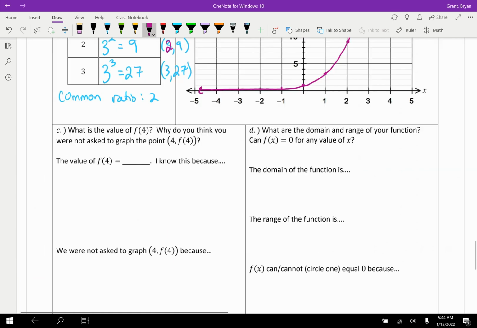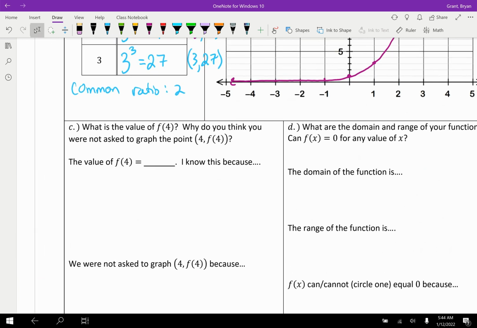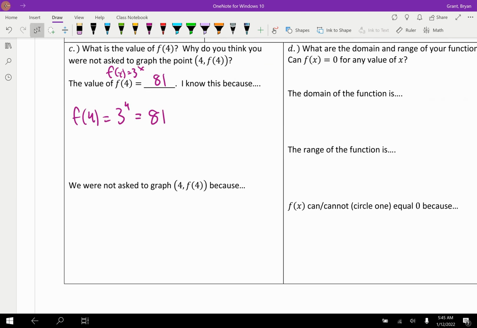All right. What's the value of f of 4? Well, to find f of 4, we use our equation, which is 3 to the x power, right? F of x equals 3 to the x, so I'm going to do 3 to the 4th. And I actually covered this one. 3 to the 4th is 81, right? So that's why we know what the answer is. We were not asked to graph the point 4 comma f of 4 because this is 4 comma 81, which is huge, right? It's just not going to fit on our graph.